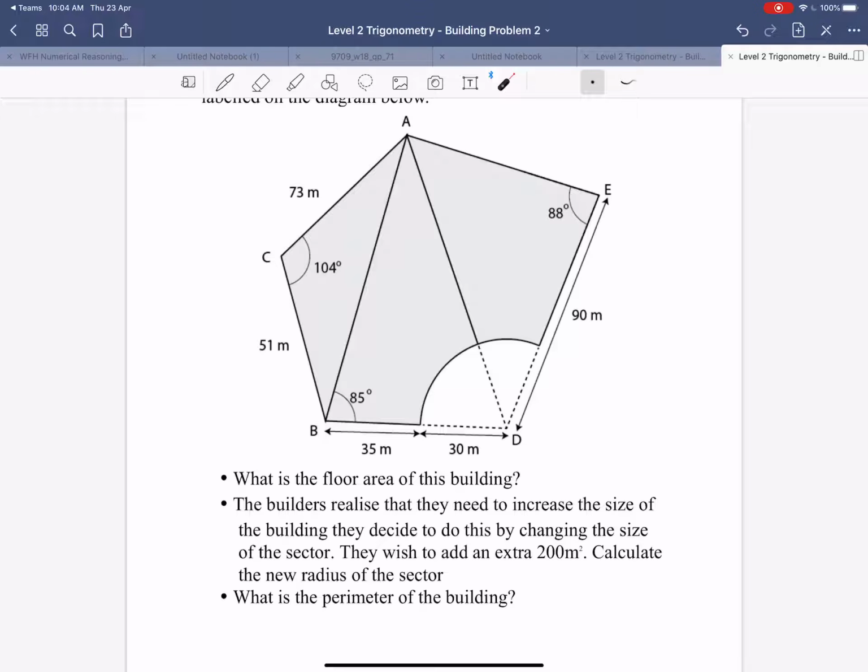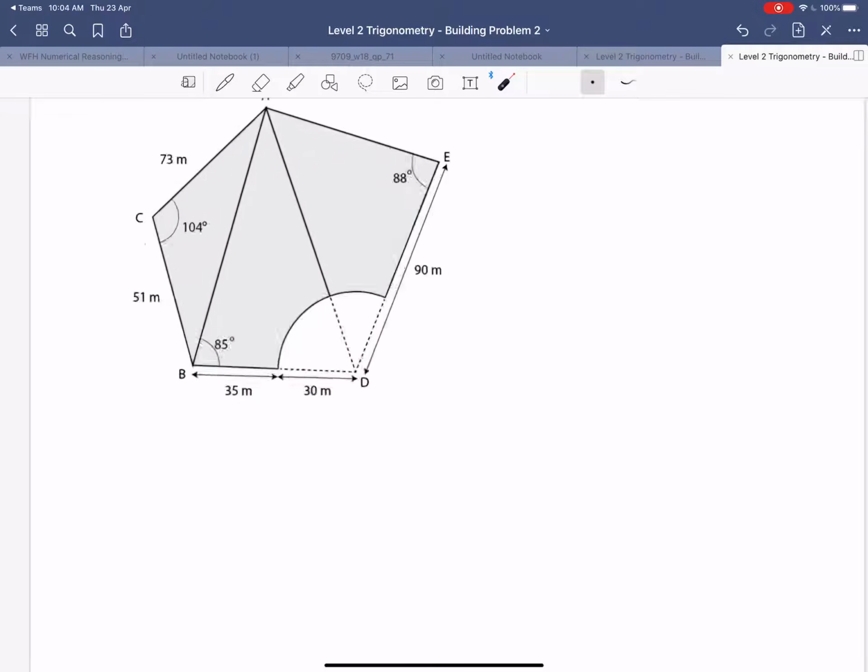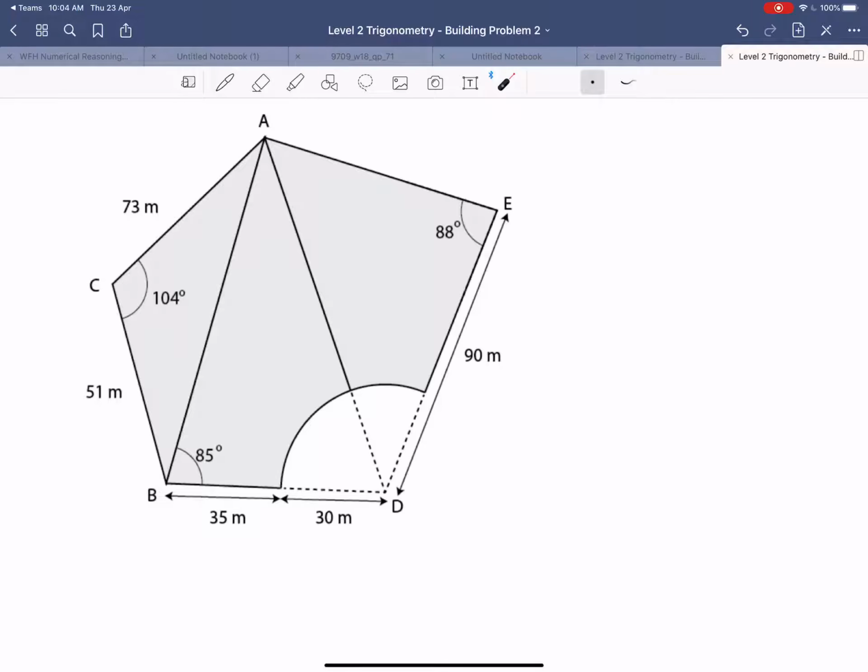So let's have a look at how we'll do this. The 3 triangles that we got here have various amounts of information on them. Remember, to do any trigonometry you always need at least 3 pieces of information. So the triangle ABC has 3 pieces of information. It's got 2 sides and an angle between.